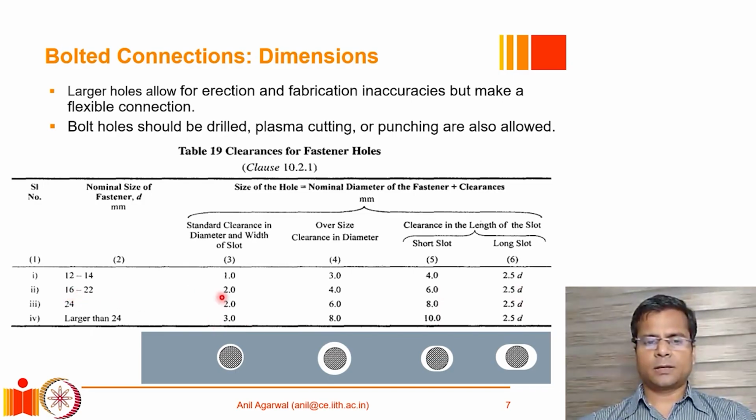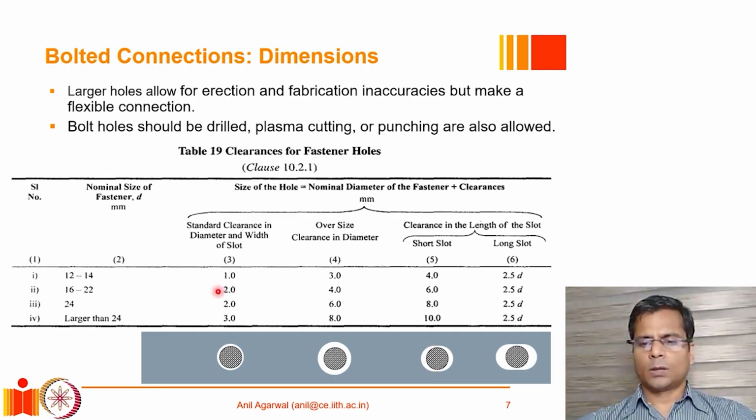So for a standard clearance hole, the hole diameter should be 18. For the oversize clearance, the hole diameter should be 16 plus 4, that is 20 millimeters. A short slot, which will look like this, which is basically two semicircles and a rectangle in the middle, that is the hole shape. The length of the slot from this edge to this edge will be 16 plus 6, that is 22 millimeters. And in the other direction, the size will be same as what is required for standard clearance, which is 18 millimeters.